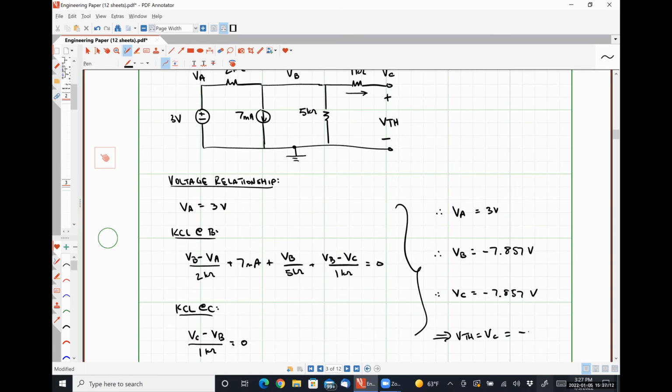So that gives us negative 7.857 volts for our Thevenin voltage. Anybody have any questions, comments, or concerns about this analysis?